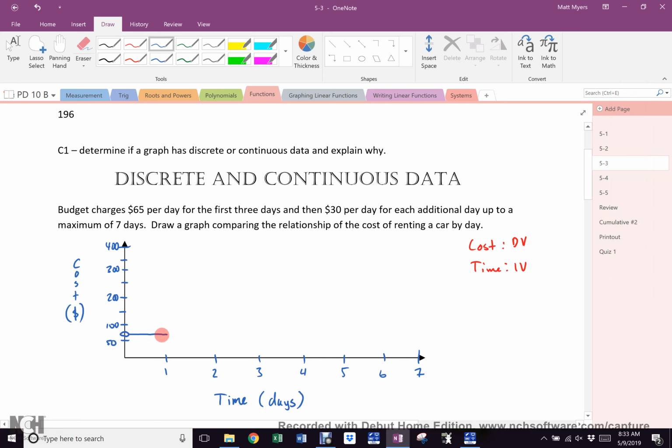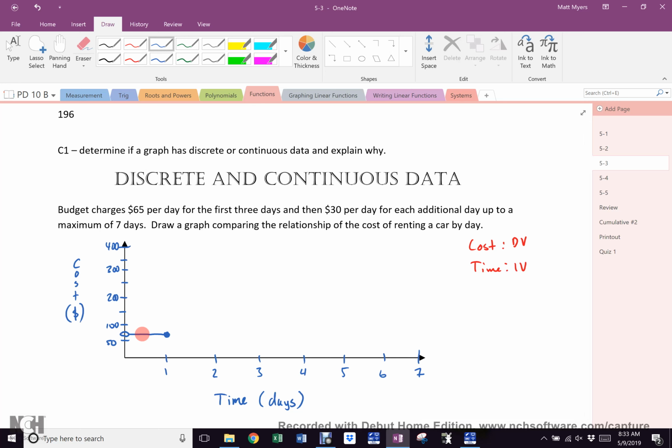What kind of dot goes there? Closed dot. Because up to and including 1 day, I pay $65. Budget opens at 8 a.m. At 2 a.m., I was still out driving around my convertible Mustang. I was having a good time. Do I get that car back by 8 a.m.?